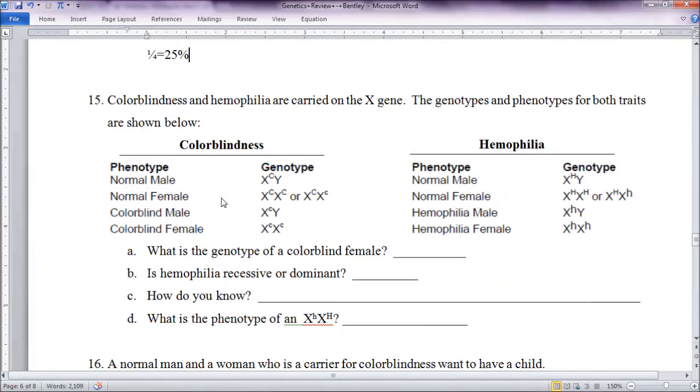So, color blindness. The genotype of a colorblind woman. Oh, more exponents. Great. Has to be X little h, X little h. So, is hemophilia recessive or dominant? Well, the only way that you get, at least in a female, the disease is if you have 2 copies, and thus it must be recessive. The other way you can tell is that we wrote hemophilia as lowercase, so it is recessive.